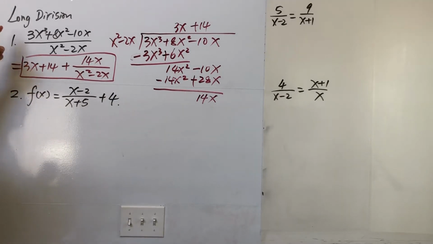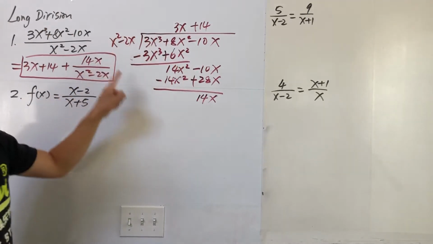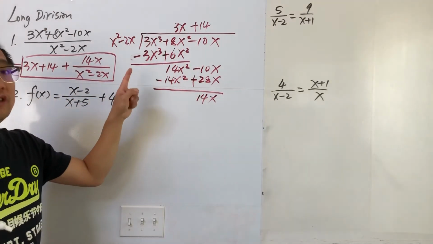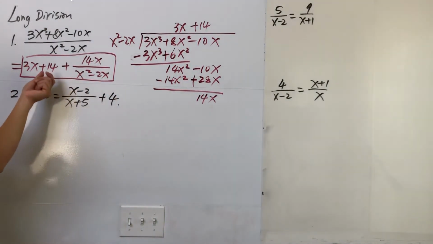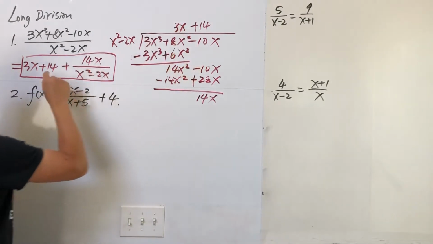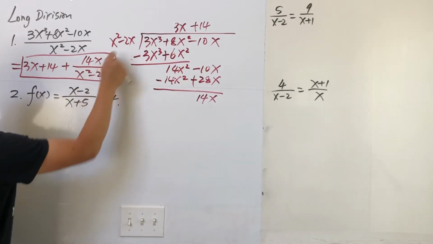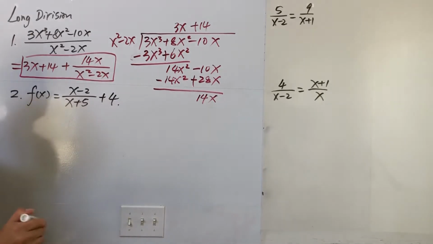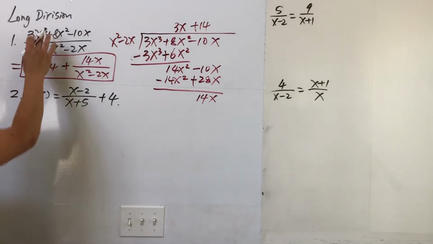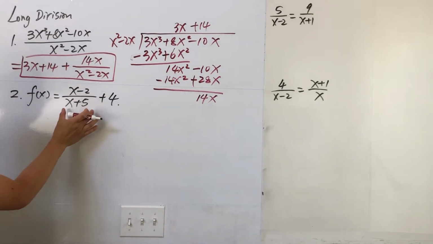So for the long division, you have to understand how to complete the long division, and also you have to know how to write down the answer. This is the quotient here. That's the remainder. Here is the division, okay? Now, the second question is about how to graph a rational function.